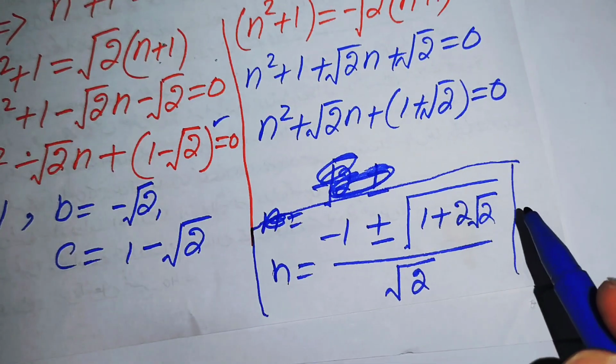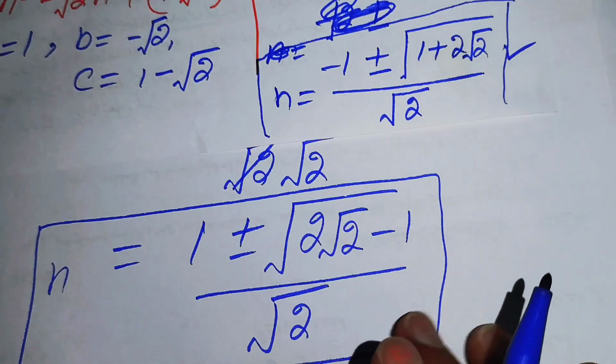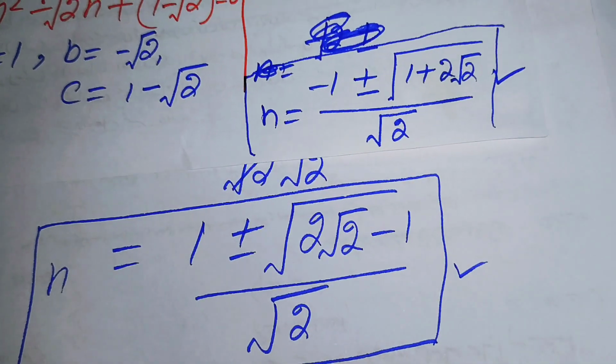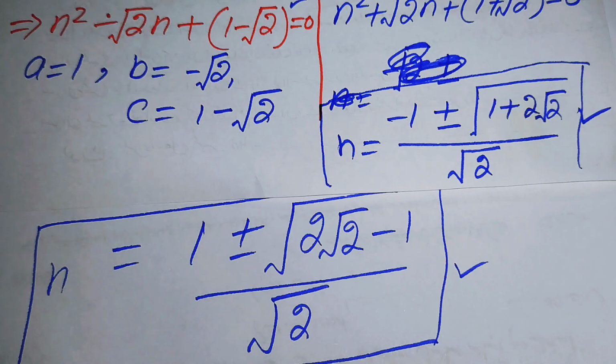So here we have the four roots of the given equation. These are the two roots and these are the other two roots. So this is our final answer.